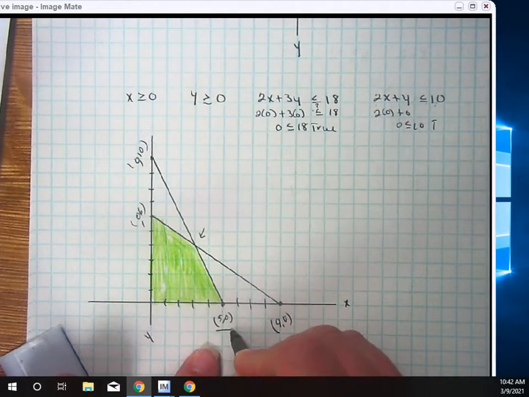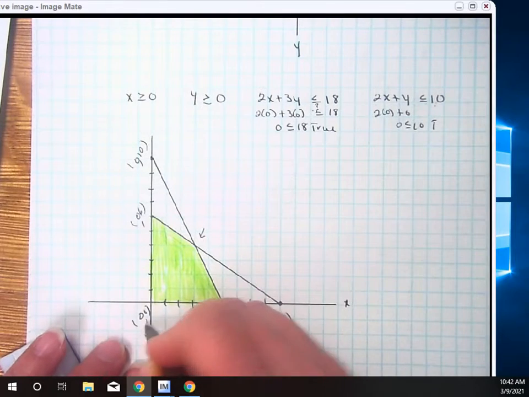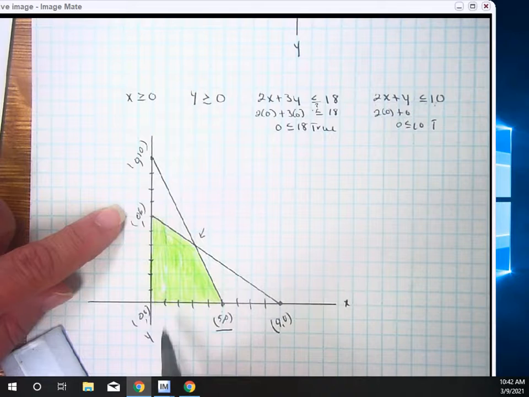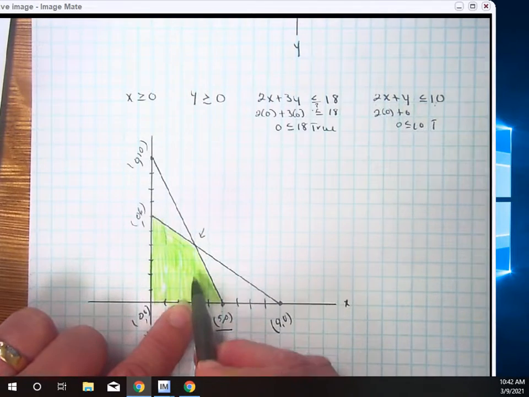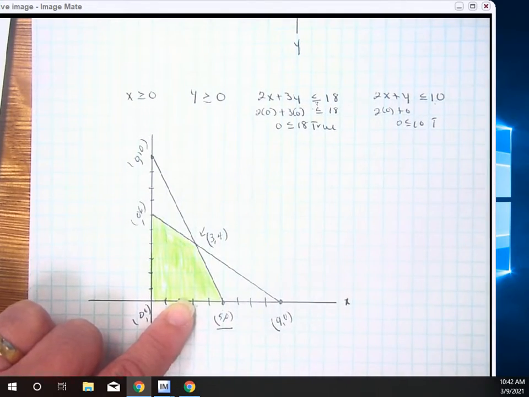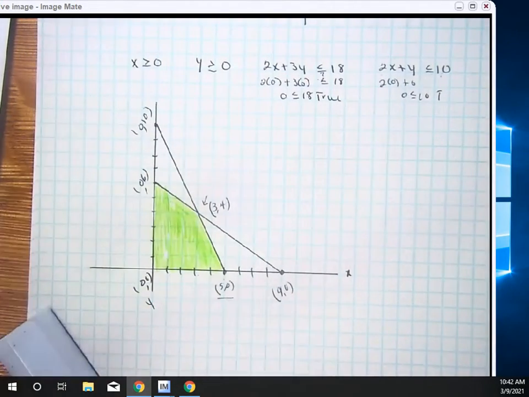(5, 0), (0, 0), (0, 6), and then this point. 1, 2, 3, 1, 2, 3, 4. The x is 3, the y is 4. So that gives me that intersection.